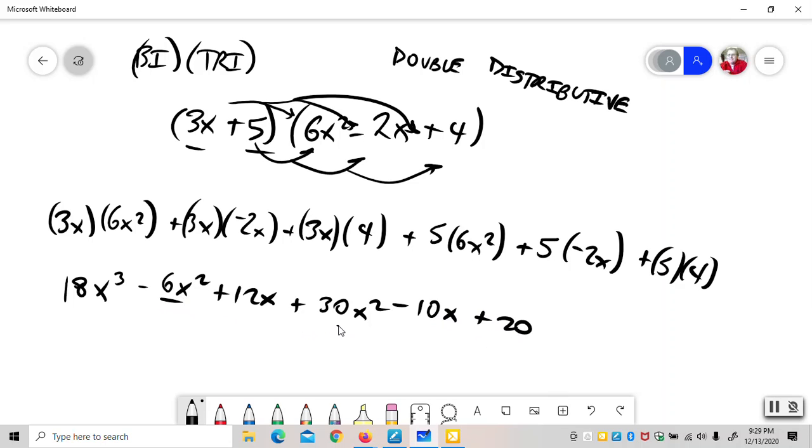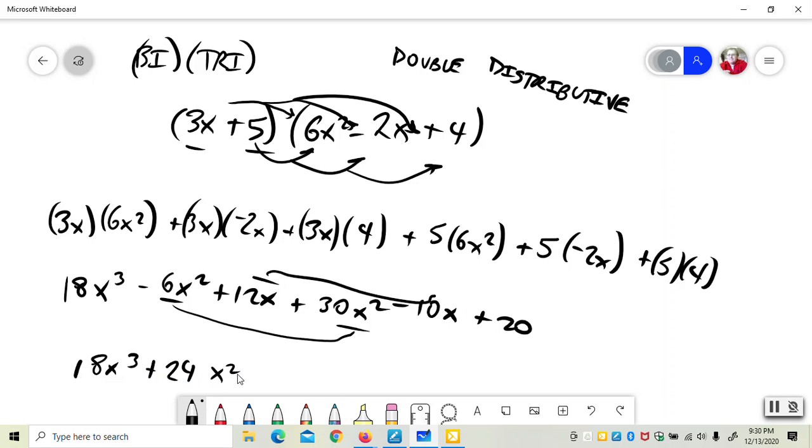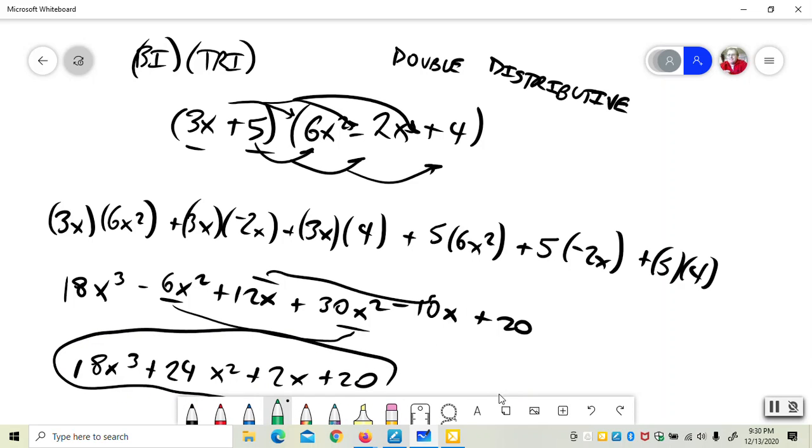Now, these are like terms with each other, and these are like terms. So I end up with 18x cubed, negative 6x squared plus 30x squared is going to be positive 24x squared. 30 minus 6 is 24. 12x minus 10x is 2x, and the 20 just stays where it's at. And there is your answer.